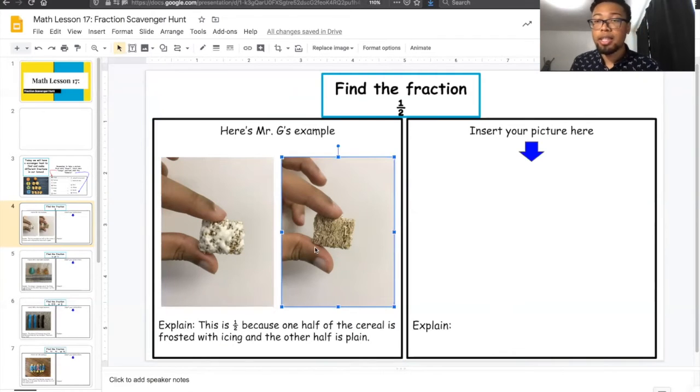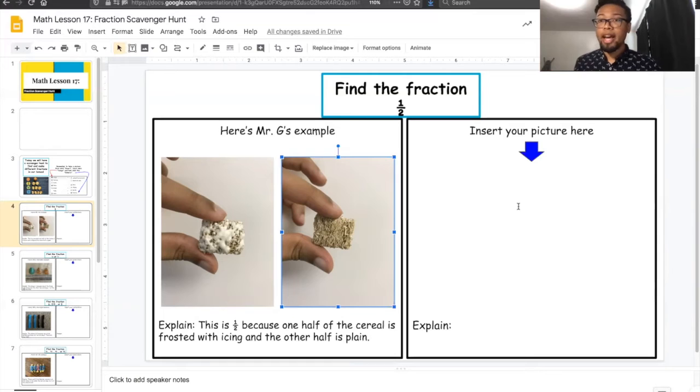So right here, you can see Mr. G explain 1/2. What you're gonna do now is I want you to look around your house. See if you can find 1/2 of anything, whether it's 1/2 of something that's eaten, 1/2 of something that you might have drank, 1/2 of something that's lying around somewhere, or maybe 1/2 that you can make.